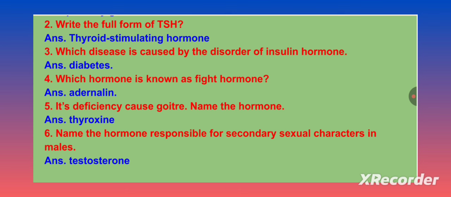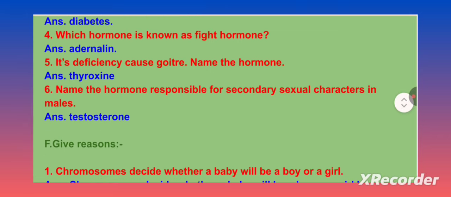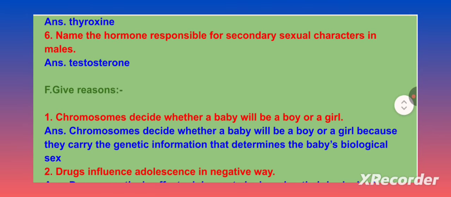Which hormone is known as fight or flight hormone? Adrenaline. Its deficiency causes goitre. Name the hormone. Thyroxine. Name the hormone responsible for secondary sexual characters in males. Testosterone. Give reasons.